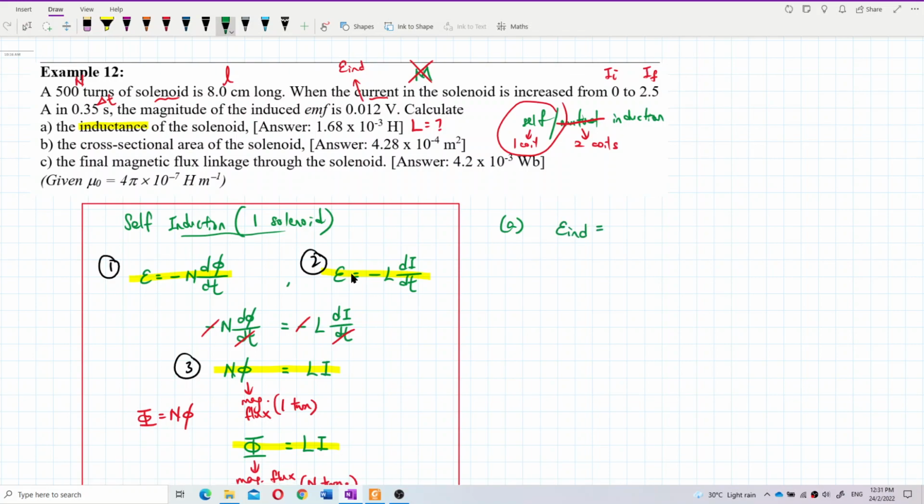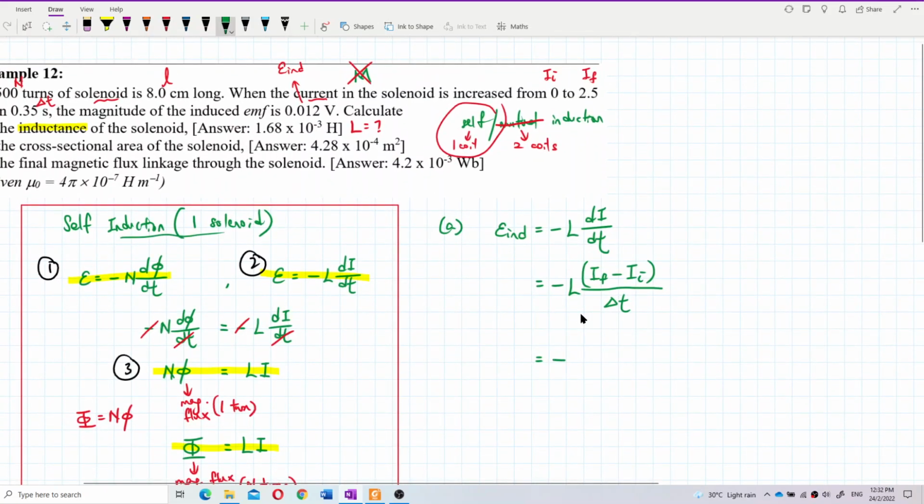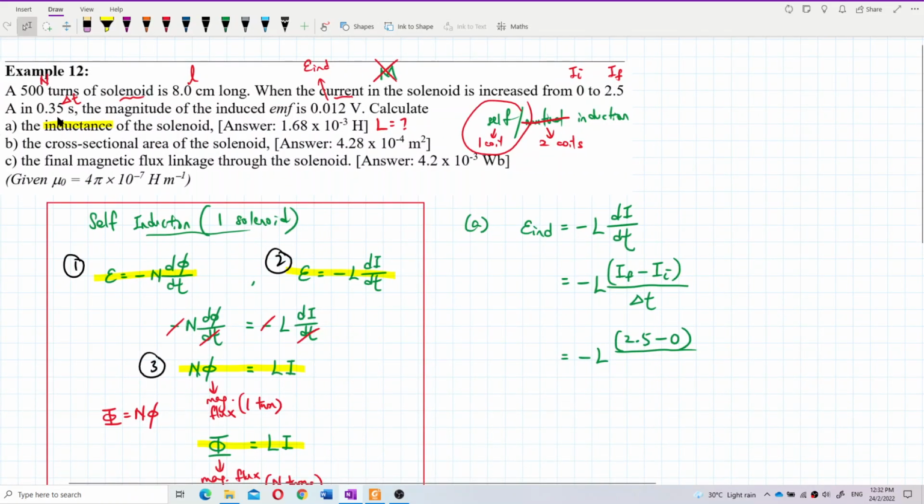So E induced equal to negative L di over dt. If you look carefully, this di is the change of current, I final minus I initial, and this is delta t. Let's find out. E induced I also have. Next I want to find the L. So I final is 2.5, initial is 0, and the change of time is 0.35 second. The current is in ampere, the SI unit.